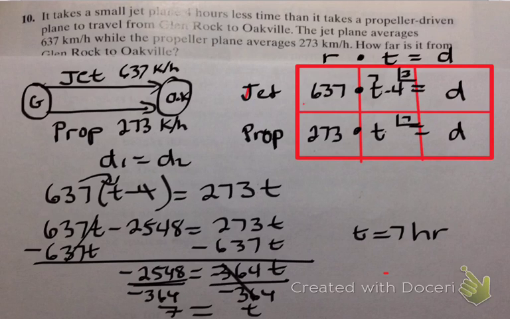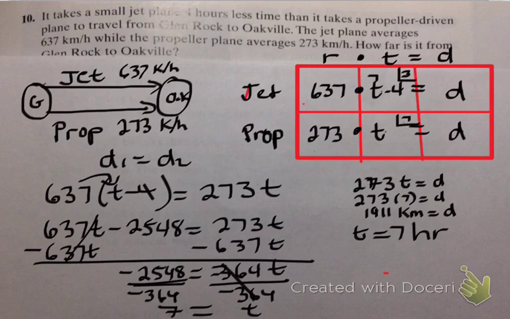So I can do either 3t equals d. 273 times 7 equals the distance. 273 times 7 is 1,911, and we are talking kilometers, is equal to the distance. So the distance is 1,911 kilometers.